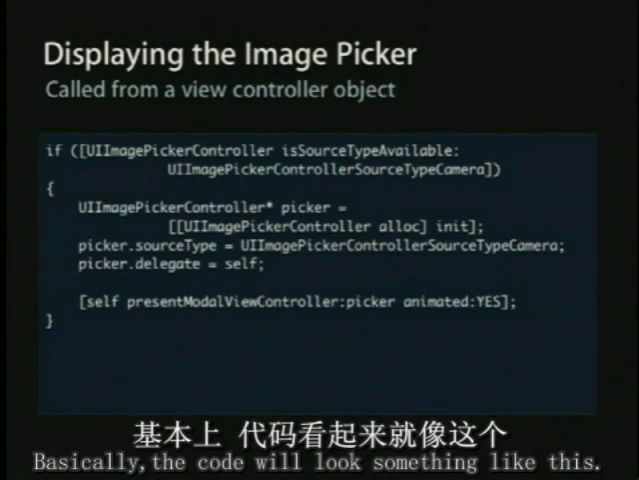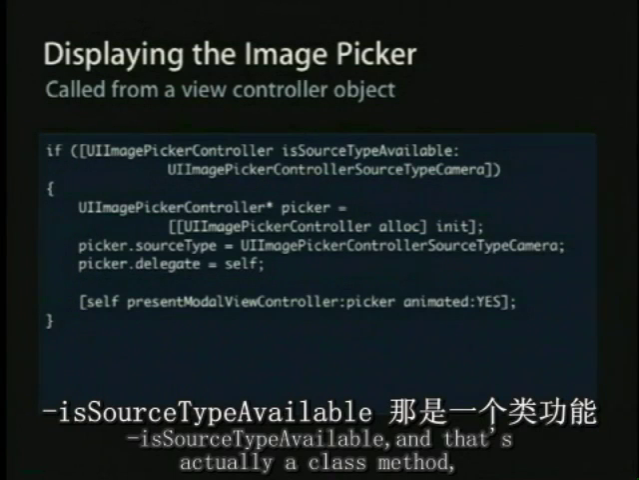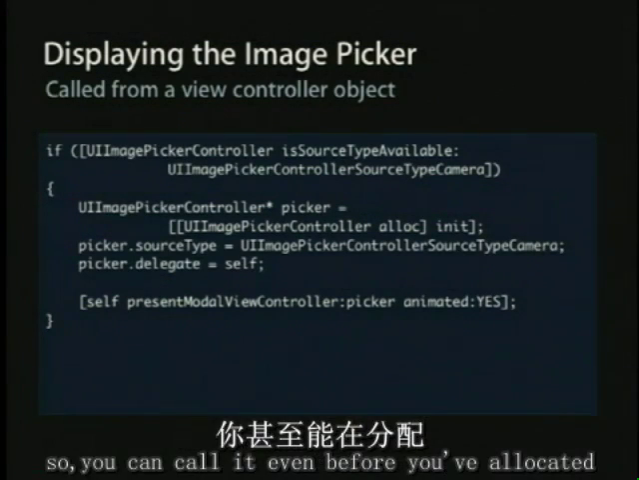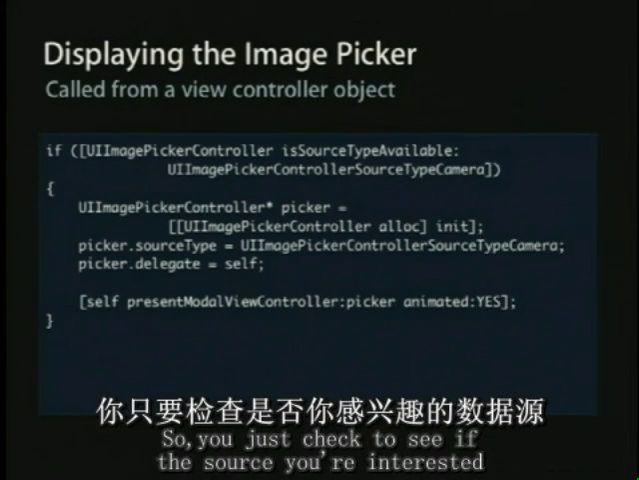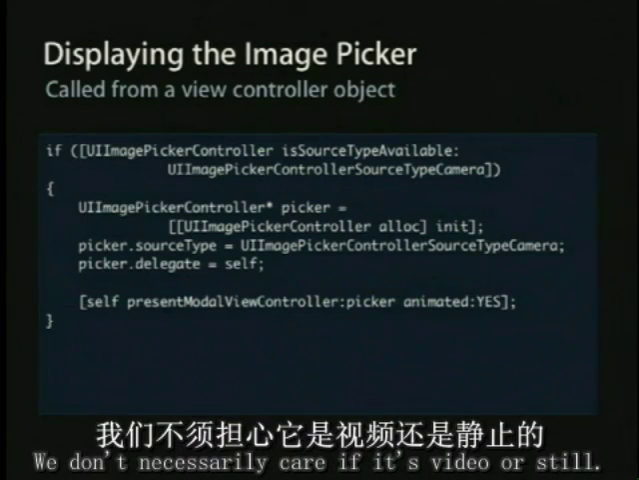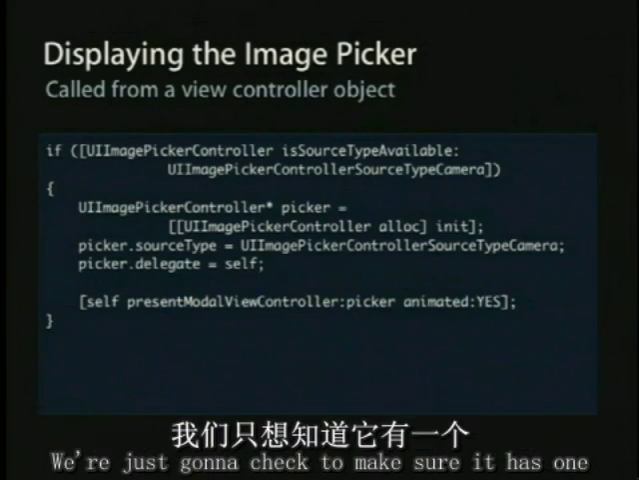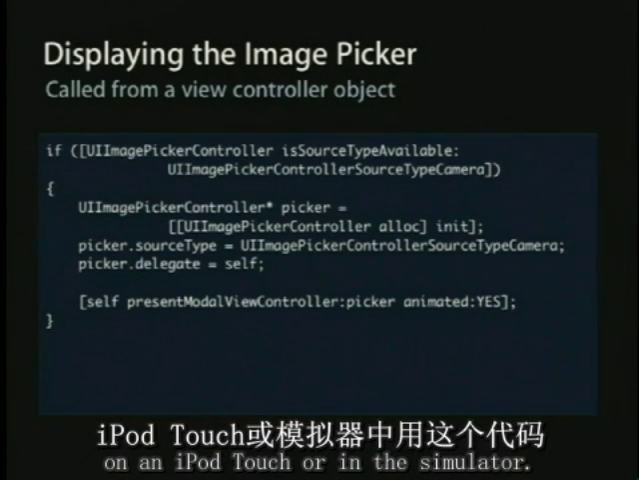Basically, the code will look something like this. We'll call UIImagePickerController isSourceTypeAvailable. That's actually a class method, so you can call it even before you've allocated your image picker controller. So you just check to see if the source you're interested in is available. In this case, we just want to know if the device has a camera. We don't necessarily care if it's video or still. We're just going to check to make sure it has one so that we won't run this code on an iPod Touch or in the simulator.